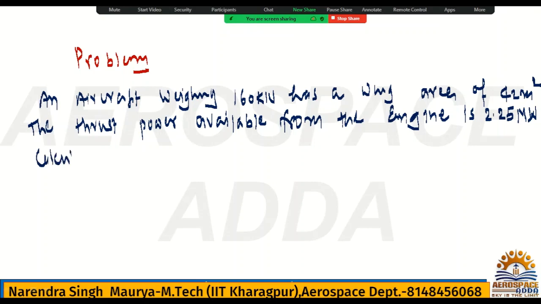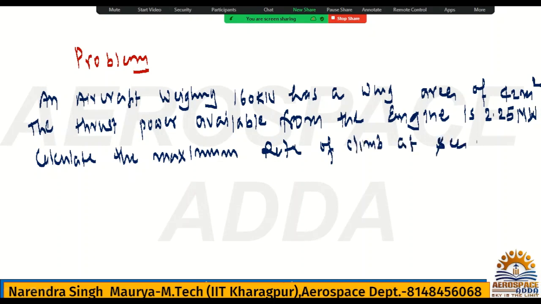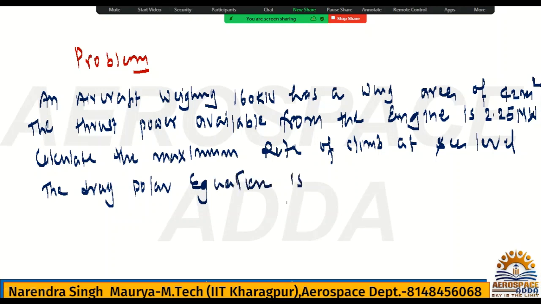Calculate the maximum rate of climb at sea level. The drag polar equation is CD is equal to 0.014 plus 0.05 CL². This is the problem.